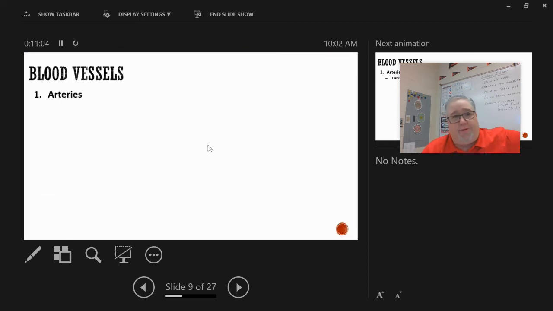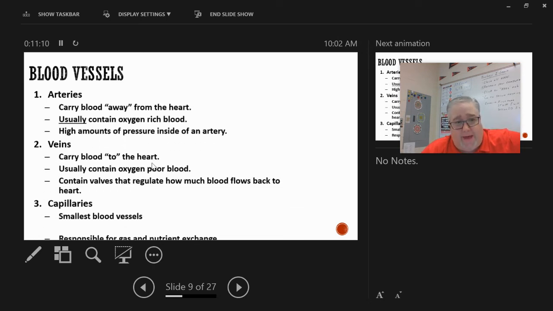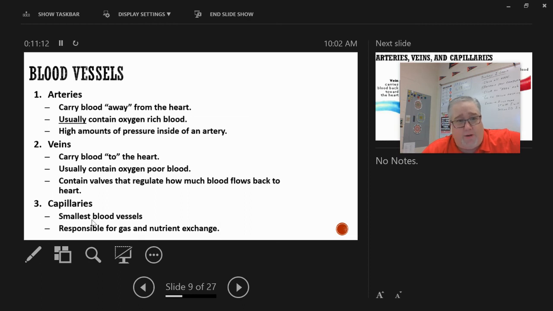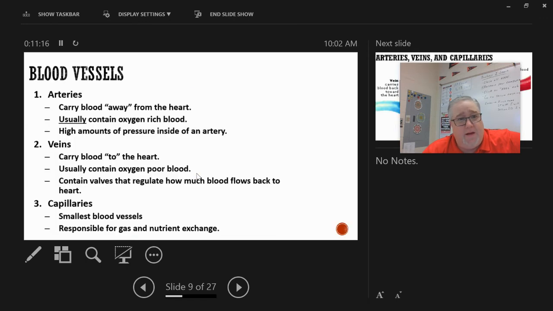Finally, today, I just want to go through the different types of blood vessels with you. You're probably familiar with things like arteries, veins, and maybe even the third one called capillaries. On the next slide, there's a picture of these things. But just to give you a brief synopsis of the differences between arteries, veins, and capillaries.